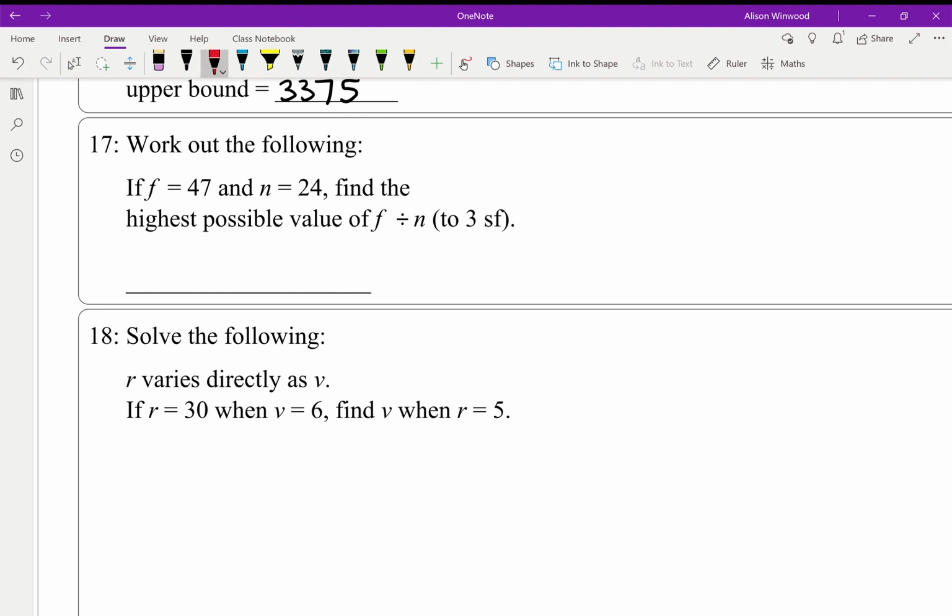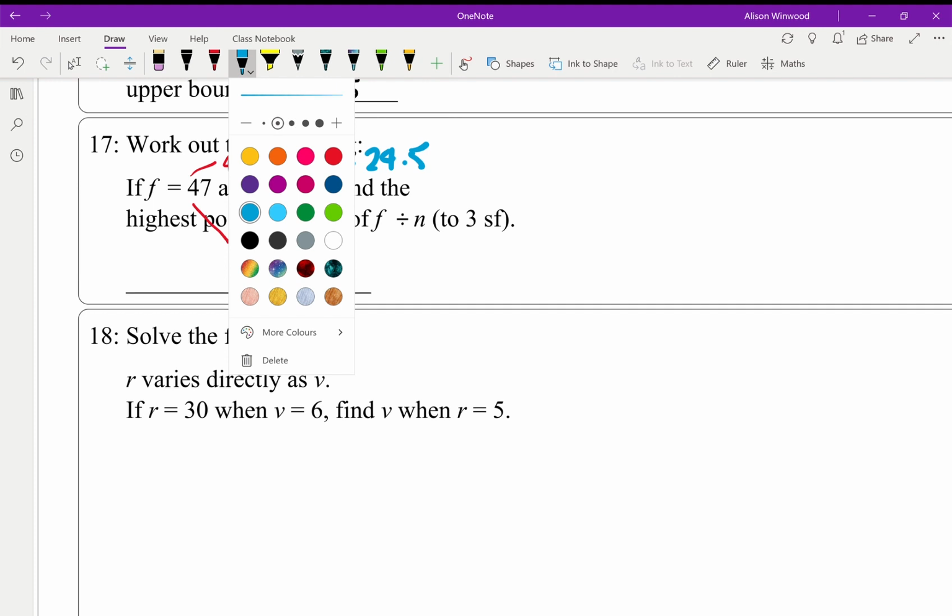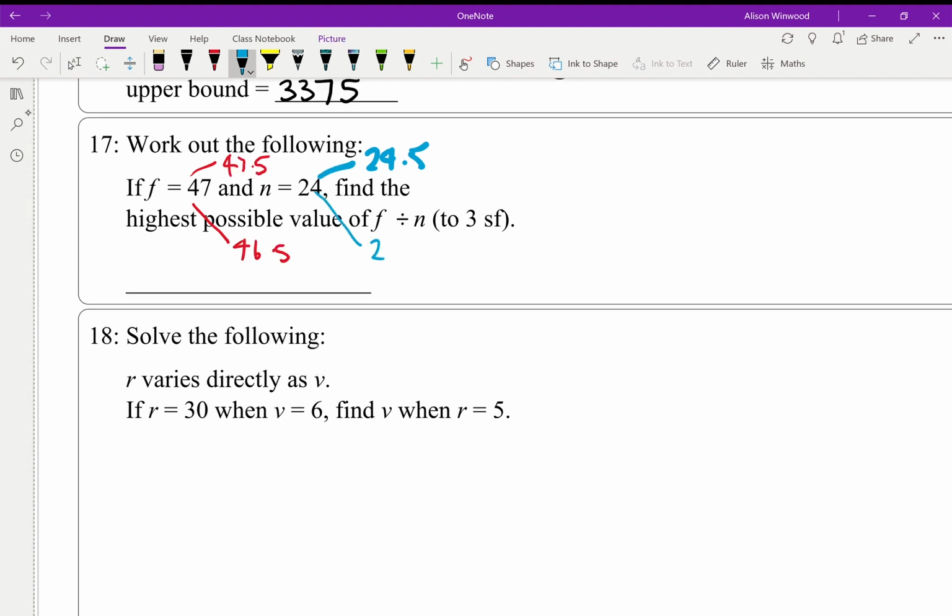Calculations with bounds always need to work out the limits, so 47.5, 46.5, 24.5, 23.5 before we try and do the calculation.